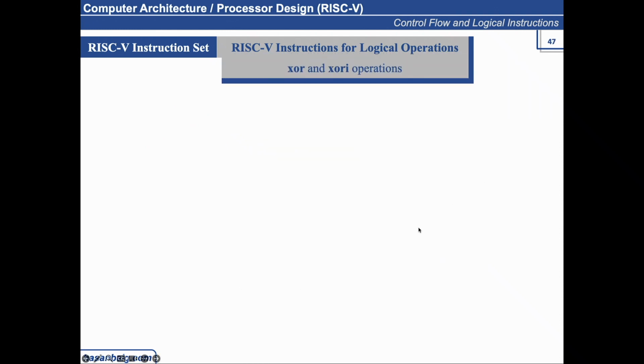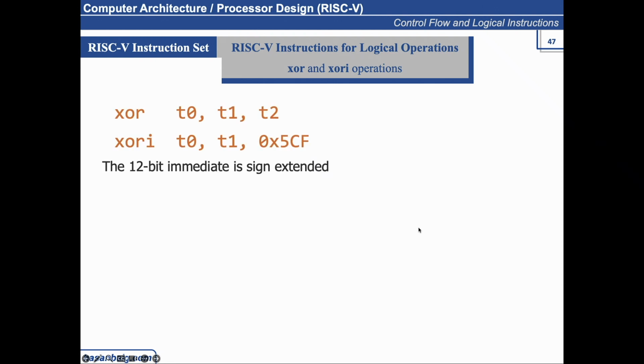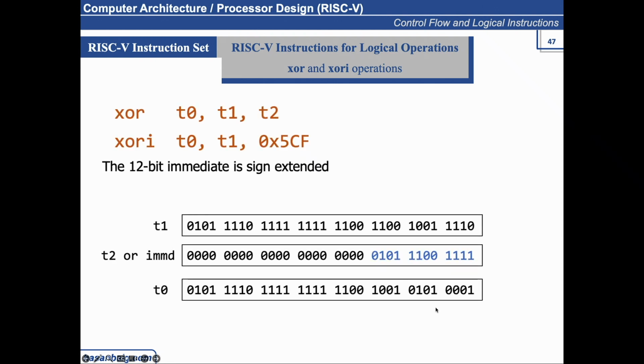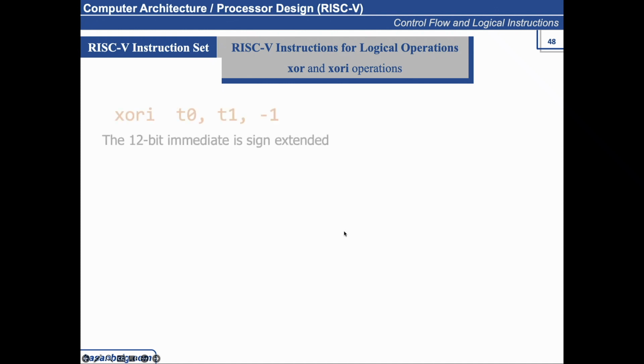Okay, XOR and XORi operations. Again, they both work in the same manner, except for their operation. When both the inputs are different, the output is 1. When both inputs are the same, the output is 0. We can also perform the XORi operation with -1. So you can specify it like this, -1.